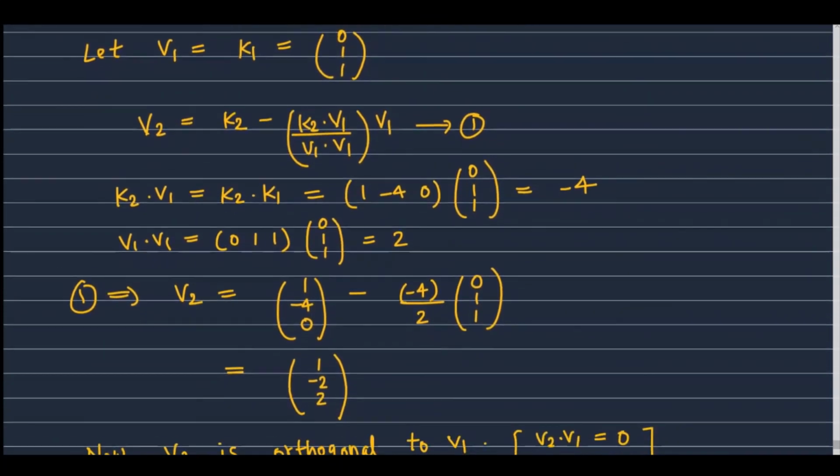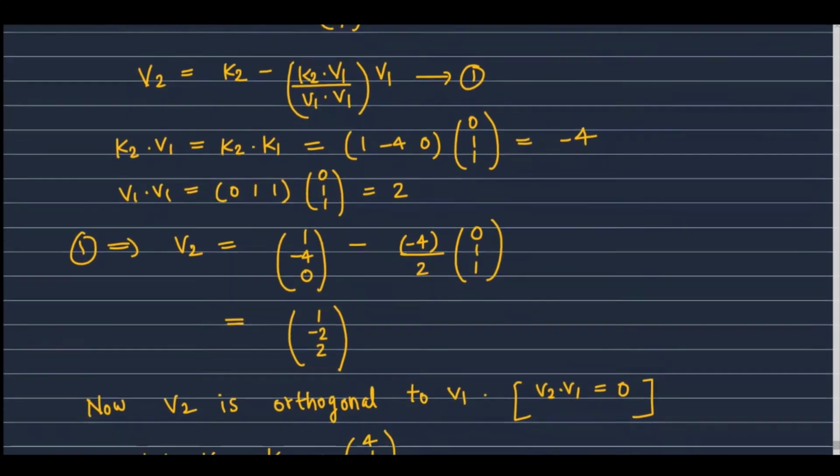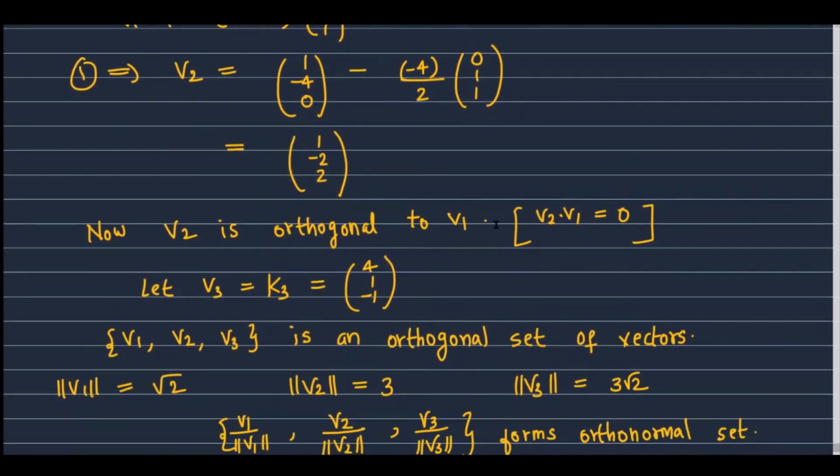So if we substitute these values in equation number 1, we see that v2 becomes 1, minus 2, 2. So by doing simplification here, we will get v2 equal to 1, minus 2, 2. Now we see that v2 is orthogonal to v1. So we got v1 and v2 which are mutually orthogonal. And for v3 we can take the same as k3, which is the eigenvector corresponding to the eigenvalue lambda equal to 9. So earlier we found v3 is 4, 1, minus 1. Now v1, v2, v3 is an orthogonal set of vectors. So by using the Gram-Schmidt process also we will get an orthogonal set of vectors.